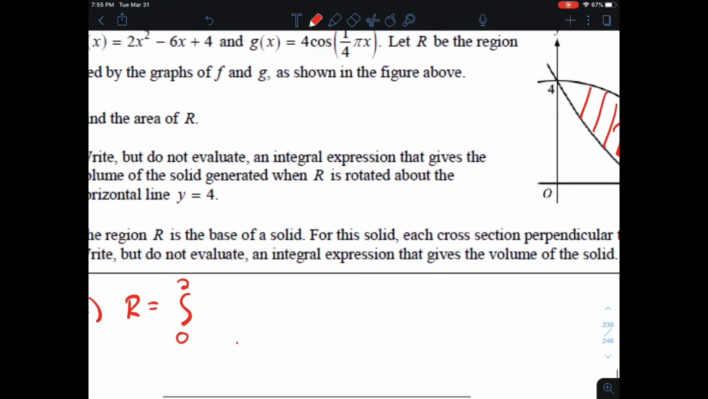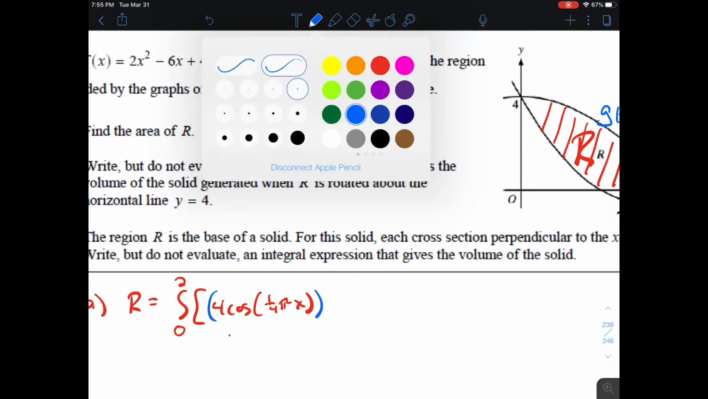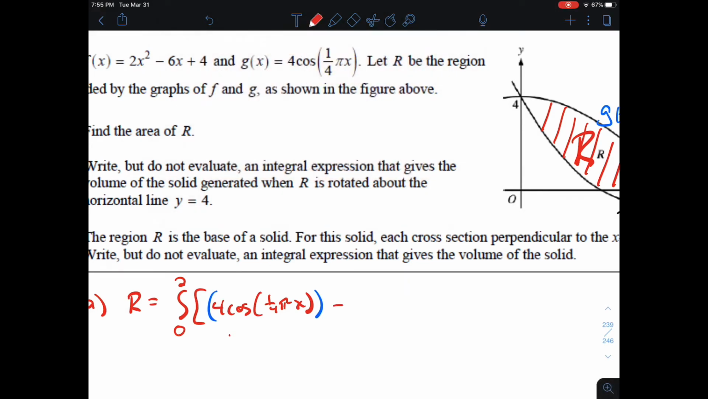Function g, since we have to actually integrate this, is 4 cosine of 1/4 pi times x. That is a function. I'm just going to put that in parentheses for emphasis. It's necessary. We're subtracting from the second function, so the parentheses are necessary, because we're subtracting and it's more than one term.